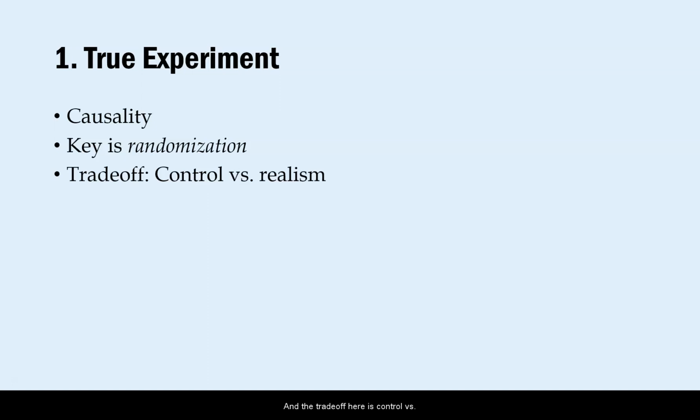And the trade-off here is control versus realism. True experiments are great. They are obviously the gold standard for a reason, because they give us lots of control over what's going on. But the problem is, the more control you have, the less realistic your experience might be. So if I want to control every possible other thing that could be going on in a situation, and I want to just look at that one variable that I think is causally responsible for my outcome, it means that the situations I'm going to have to put people in might be relatively less realistic than the kinds of situations I want to learn about.